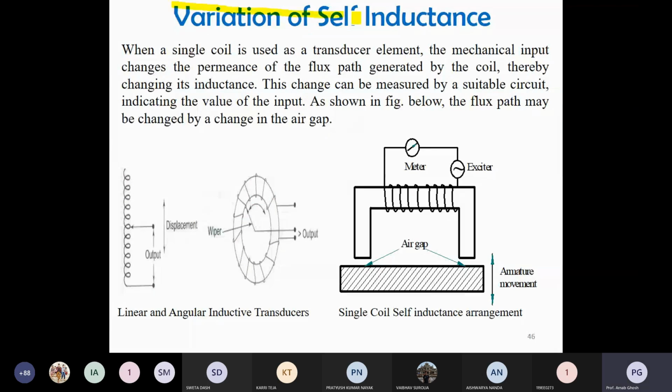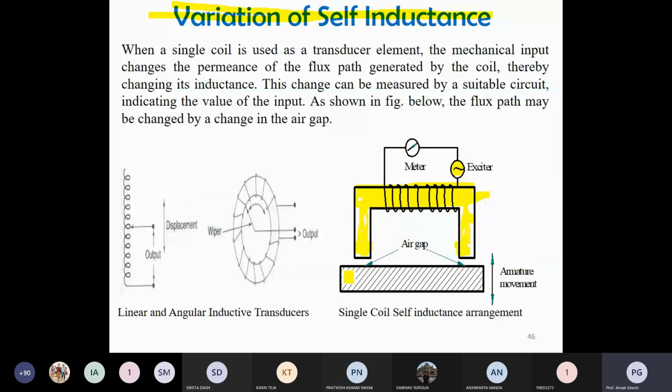So what are the variations of the self inductance, and how do you make it? Here you can see the circuit. It is an electromagnet, and you can see the colored portion is your electromagnet. Here you can observe the coil, and the purpose of this coil is an exciter, meaning an additional voltage source.